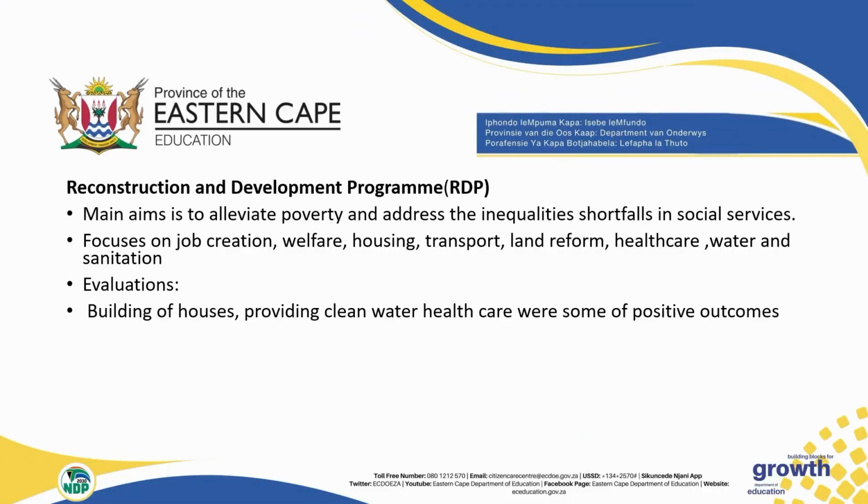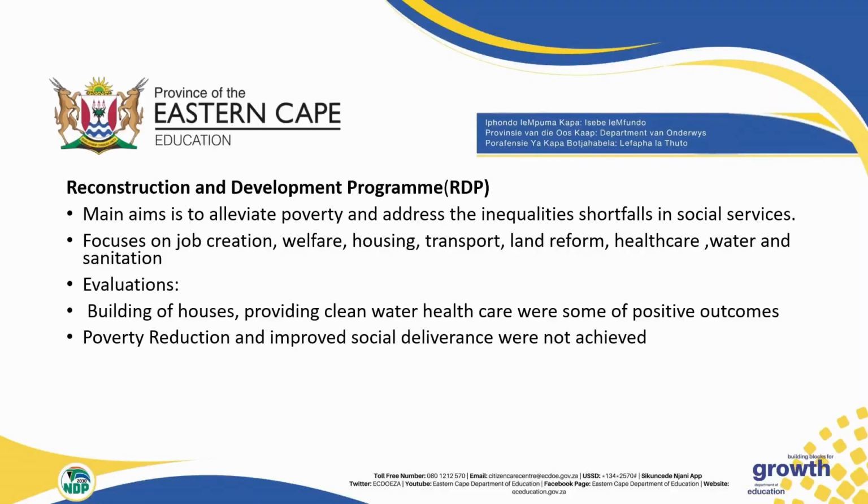Then, what are the outcomes for this program so far? Positive outcomes: building of houses and providing clean water and health care. Our government has done that; we have seen a lot of construction where houses were built, and there are many South Africans who are owning RDP houses. As for healthcare, there are many hospitals and they are not charging any money. If they are charging, it's a minimum of not more than 100 rand. So people, at least, access better health care.